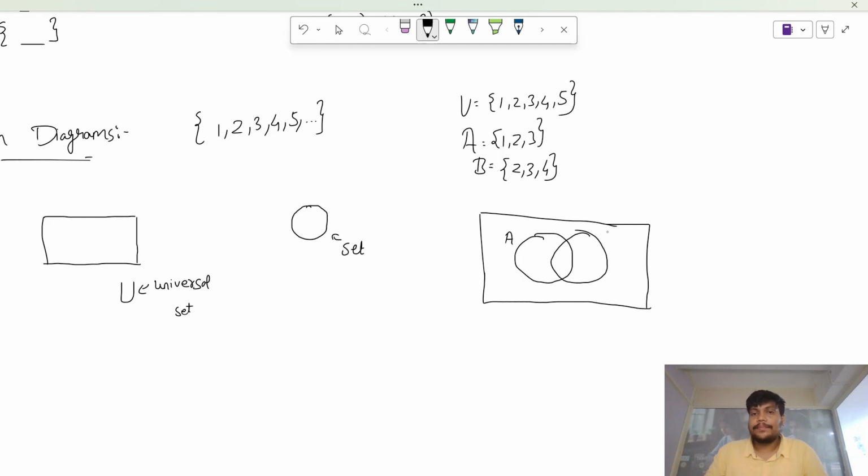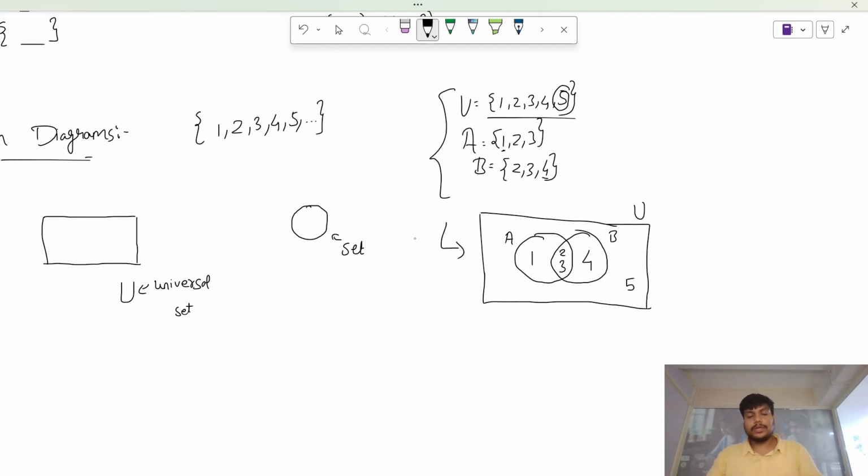This is our set A, this is our set B, and this is our universal set. Now if we see, the common region is this, so 2 and 3 should be here. What is left? 1 and 4. 1 is only present in A, 4 is only present in B. Now if you take a look at the universal set, this 5 is still left, so it could be written anywhere inside the universal set. So this is the representation of the system given here. This is a brief idea about Venn diagrams.